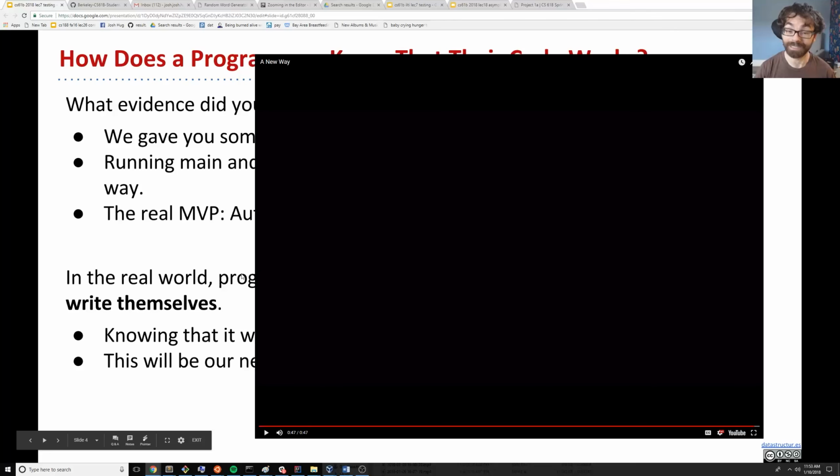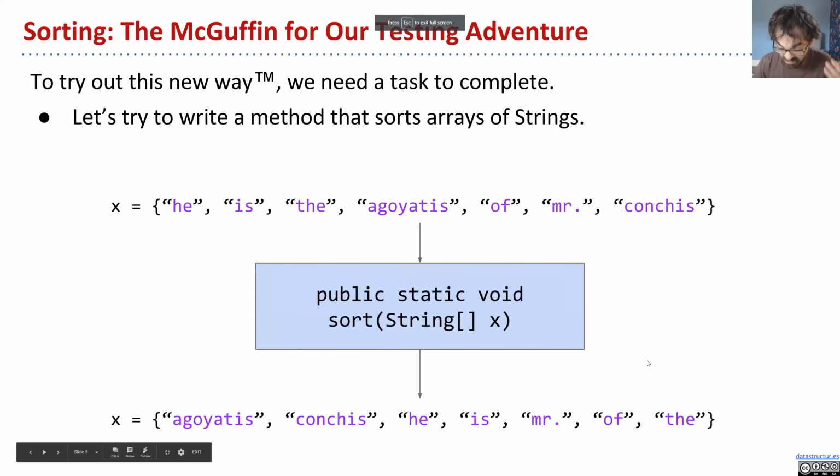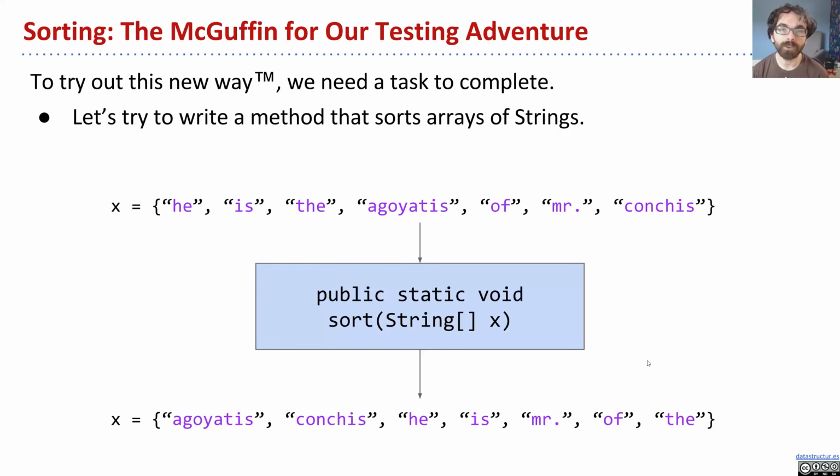All right. So to summarize what we're going to do in this lecture, at least, we need some task to solve where we can try out this new way. And so what we're going to do is write a sorting method where we give a method sort an array of strings, say he is the Agoyatis of Mr. Konkis, and it will destructively, in place, sort that array of strings. So that once this method is done executing, that array will contain Agoyatis Konkis, he is Mr.